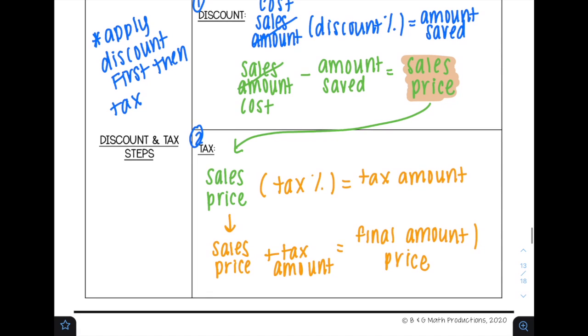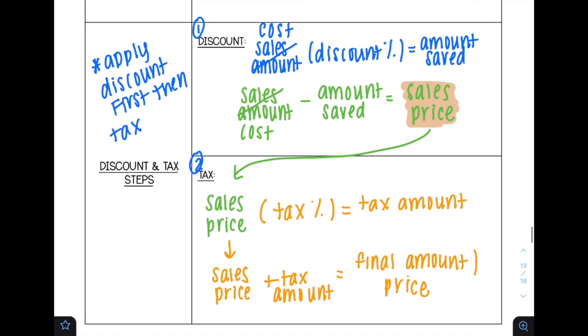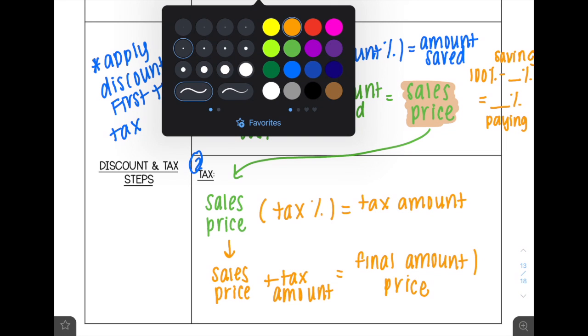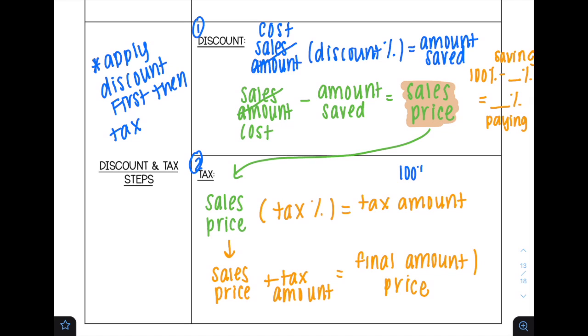There are other ways to do this. You can always take your discounts by using 100% minus whatever your discount is. That's going to be the percentage that you are paying versus what you're saving. You can do that. You can also, for tax, use 100% plus whatever your tax percent is. That's going to give you the percent that your final price or final amount is.